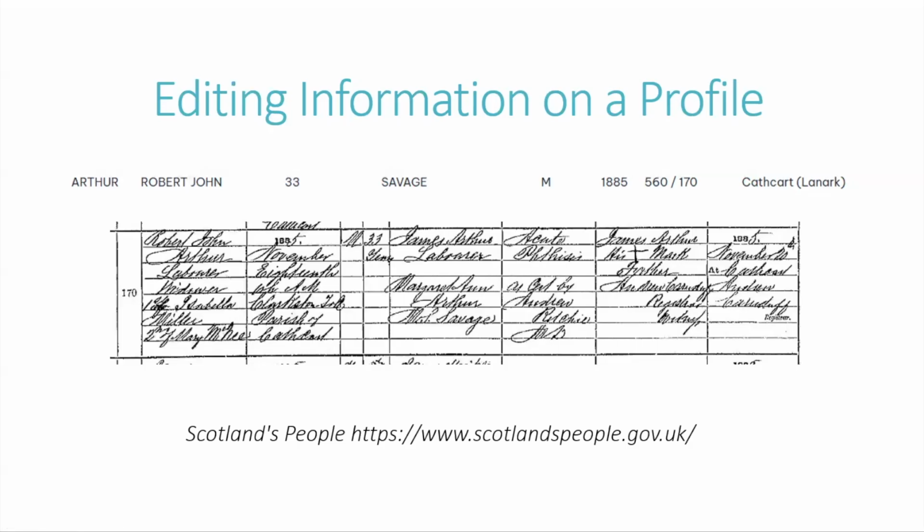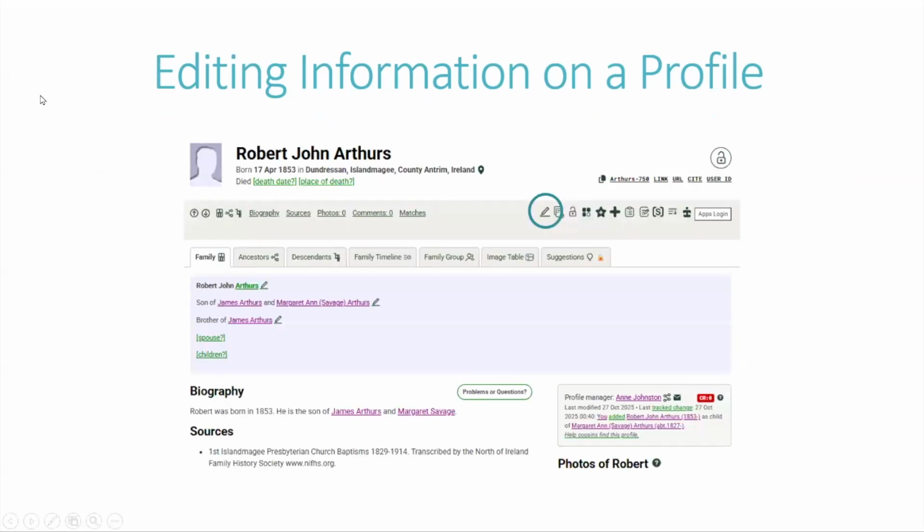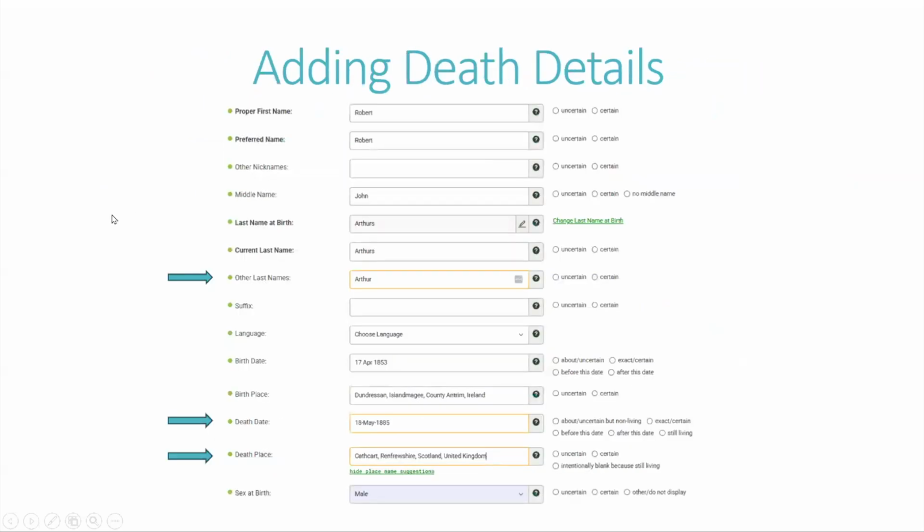So now I want to add that to Wikitree. So how do I do that? I've got his profile. I then go to the little edit icon, which is like a pencil, and I click on that, and that allows me to edit his profile.